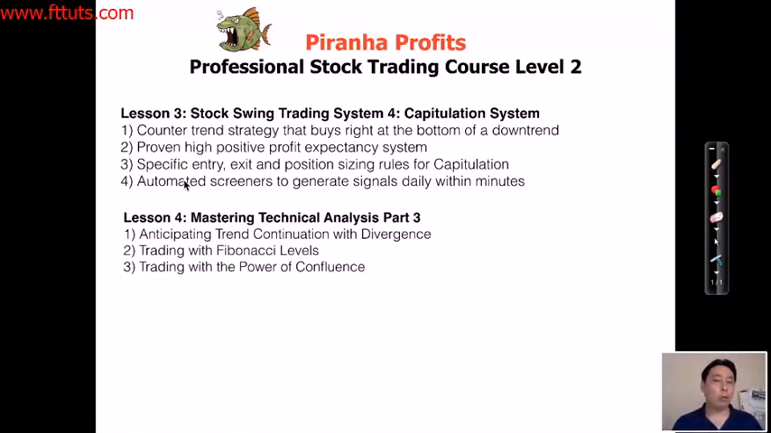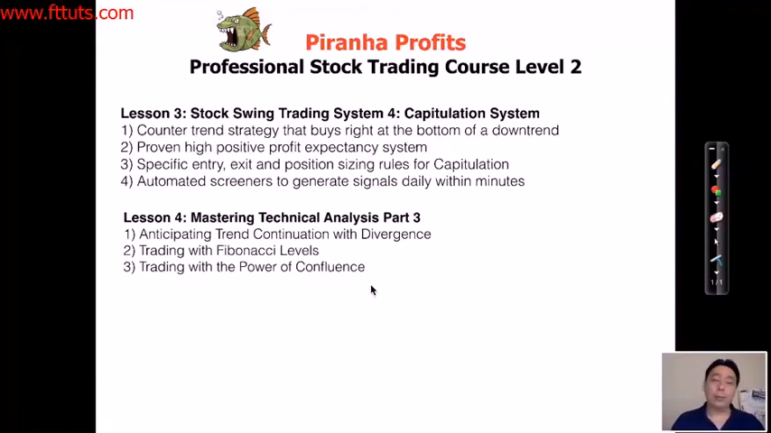In lesson 4 of the level 2 course, you'll be learning Mastering Technical Analysis Part 3. You'll be learning about how to anticipate when a trend will continue through, again, divergence patterns Part 2. You learn about how to incorporate Fibonacci levels, retracement and expansion to increase your probability. And one of the most powerful techniques used by professional traders is trading with the power of confluence. Confluence means you're waiting for all technical signals to come together at the same time.